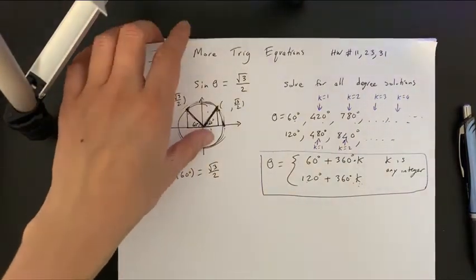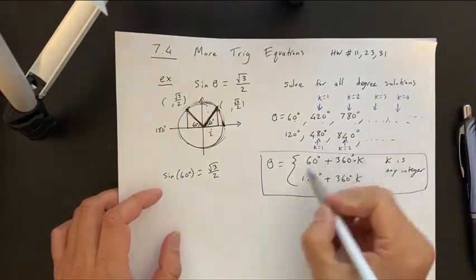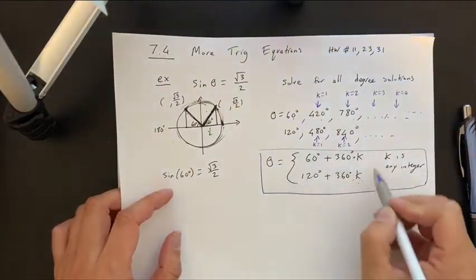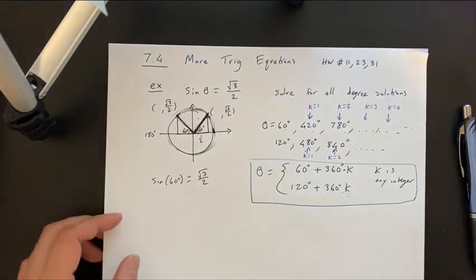So when the list of solutions is an infinite list, you do have to get a little bit creative, and this is how you would do it. Okay, that's my very first basic example.